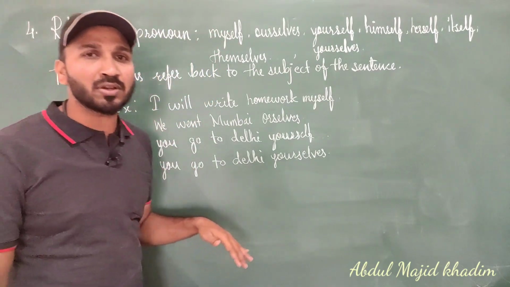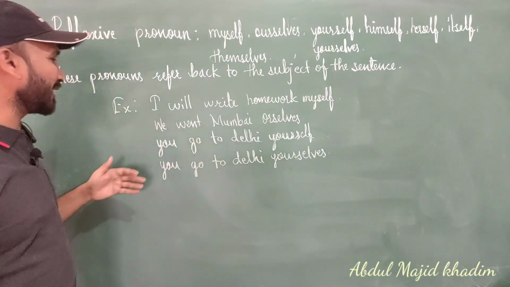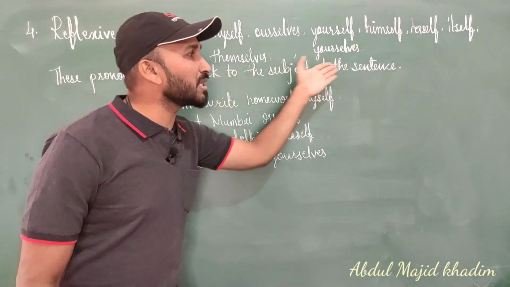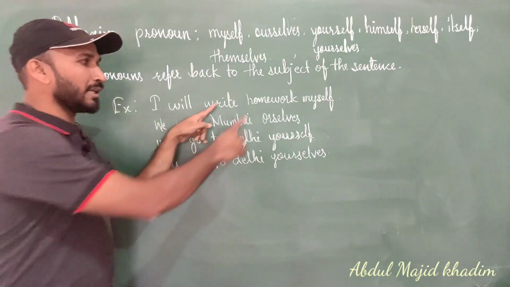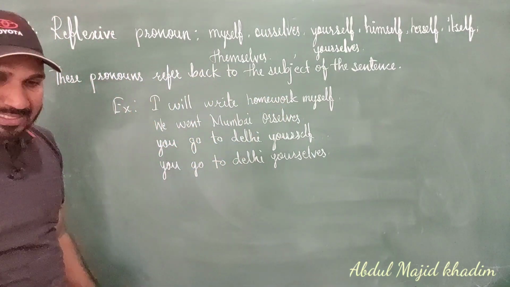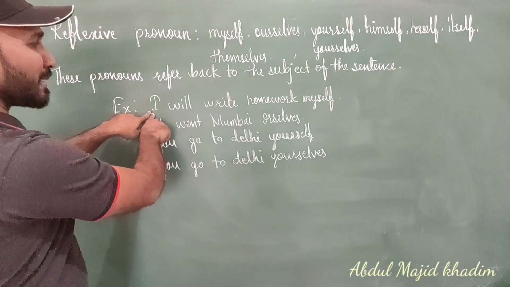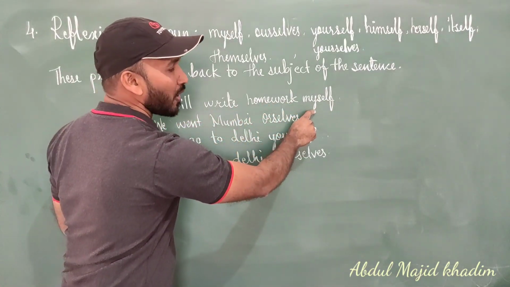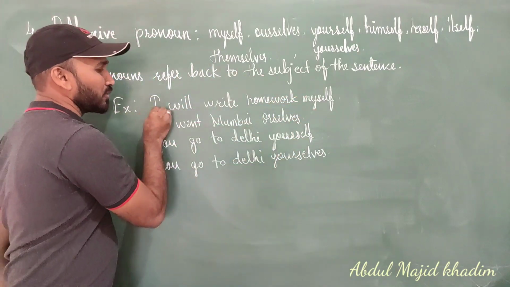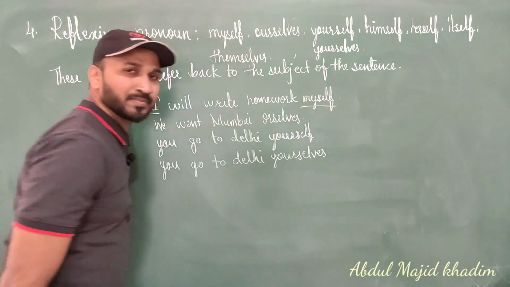So what is the definition of this pronoun? Let's see the definition. These pronouns refer back to the subject of a sentence. In this sentence you can see there is a subject and a reflexive pronoun is also there. Here we have used two pronouns, first and this is the second.